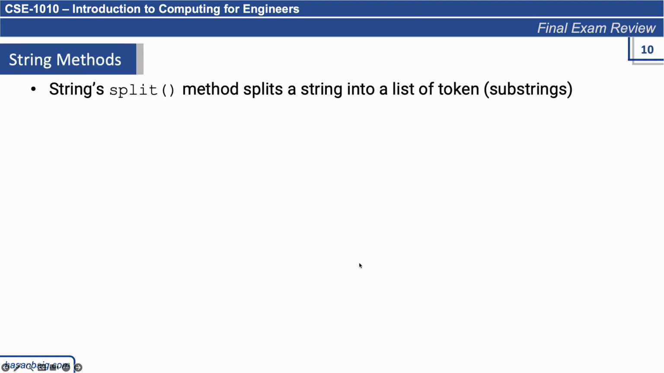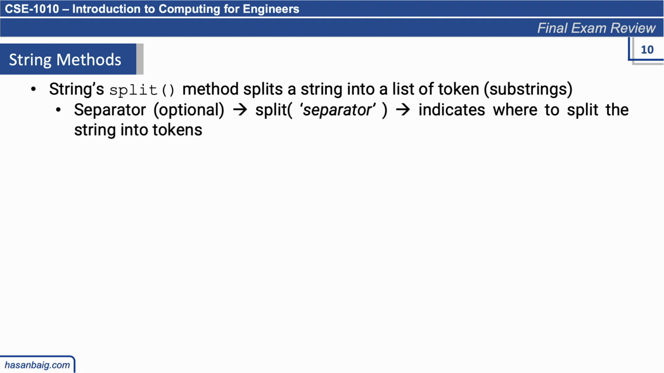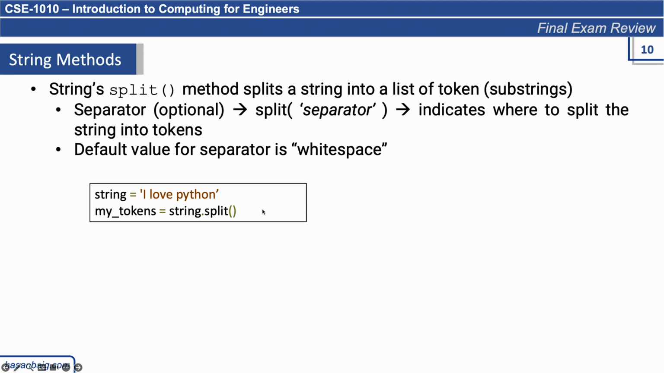Some string methods. The split method splits a string into a list of tokens, which we call substrings. We need to specify the separator, which is an optional parameter. If we do not specify a separator, a white space character is automatically considered as a separator. Okay, so for example, here in this case, I love Python.